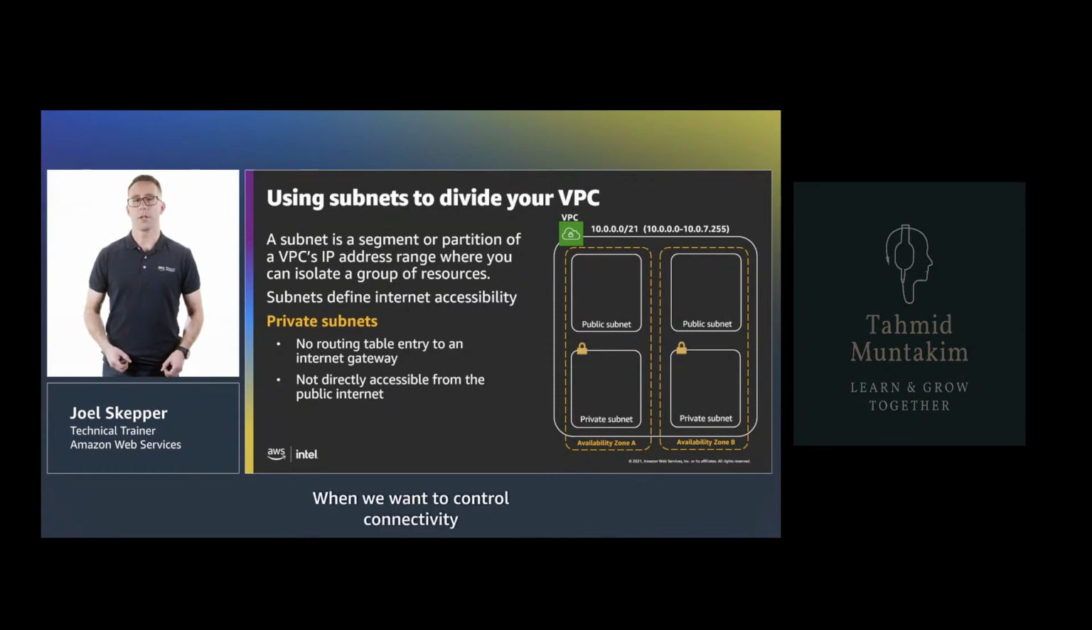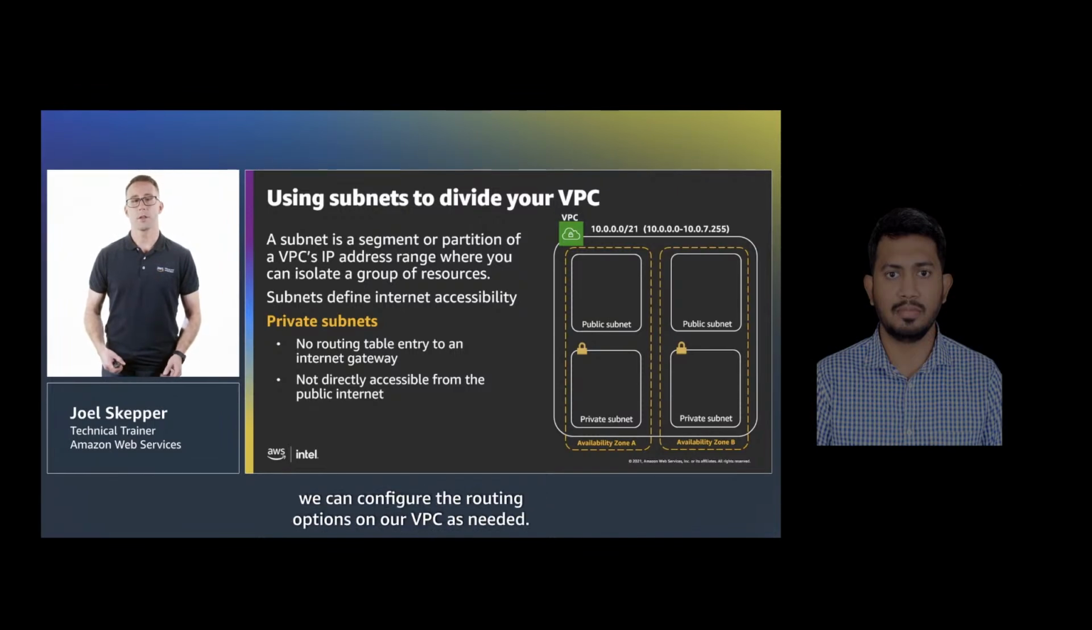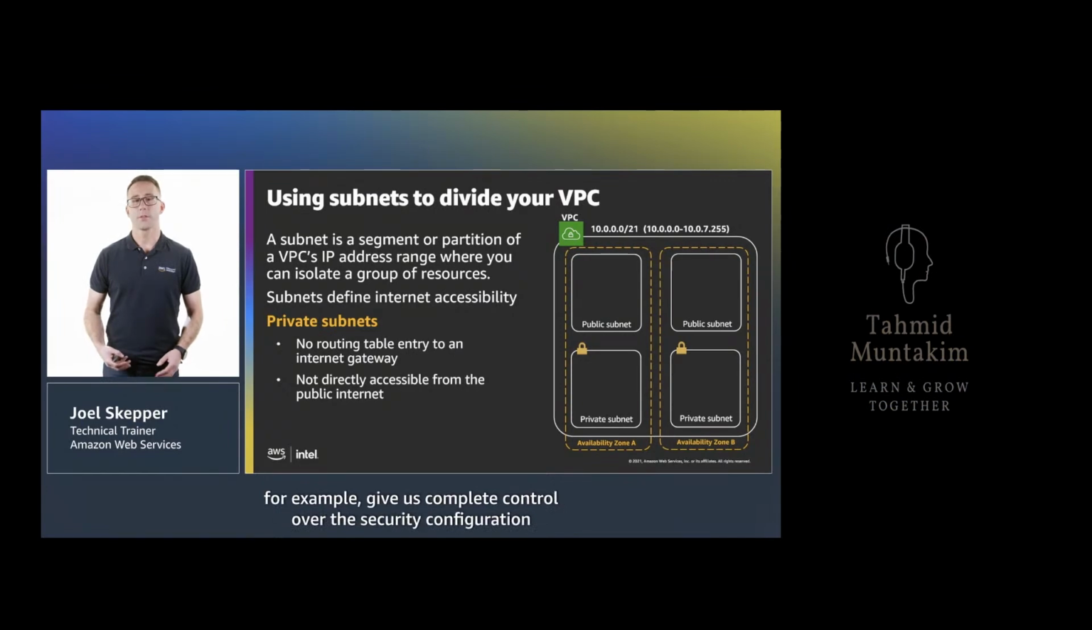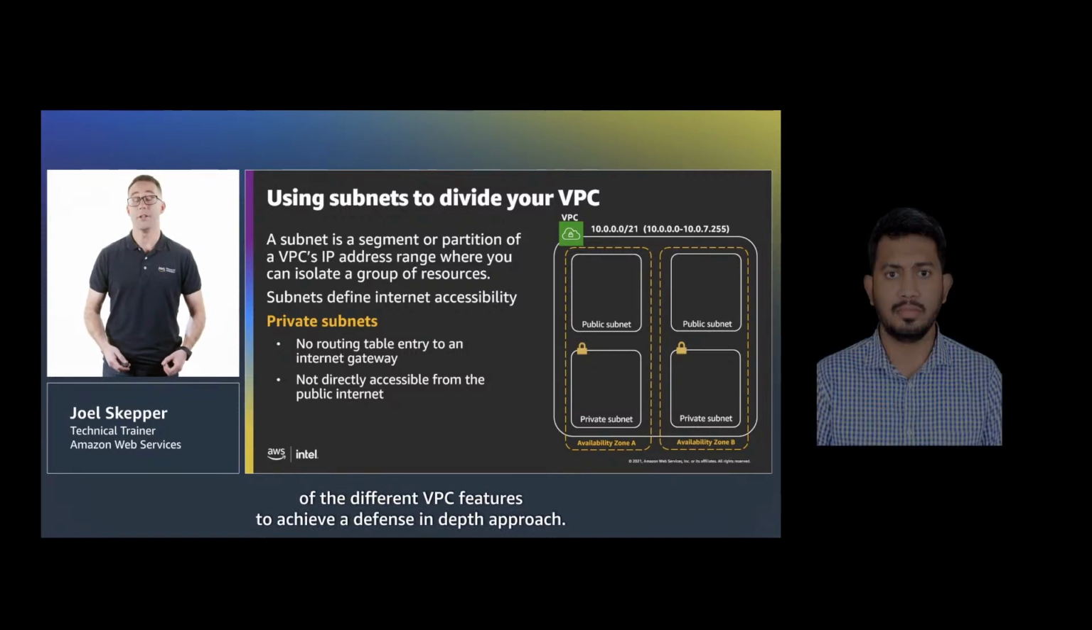When we want to control connectivity between these different resources in our VPC, we can configure the routing options on our VPC as needed. The use of route tables, network interfaces, and interface endpoints, for example, give us complete control over the security configuration and connectivity of resources in our VPC. So now that we know more about our subnets, let's talk about how we can take advantage of the different VPC features to achieve a defense in depth approach.